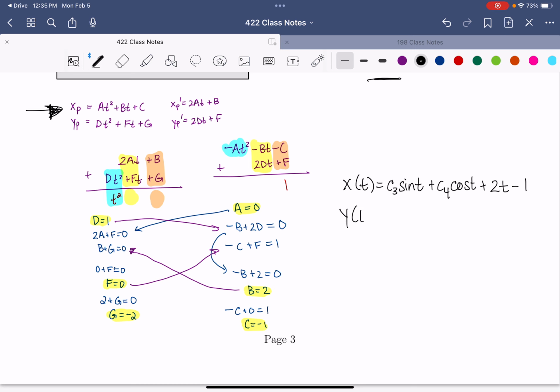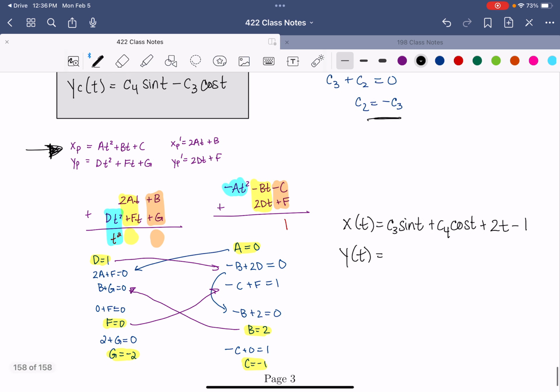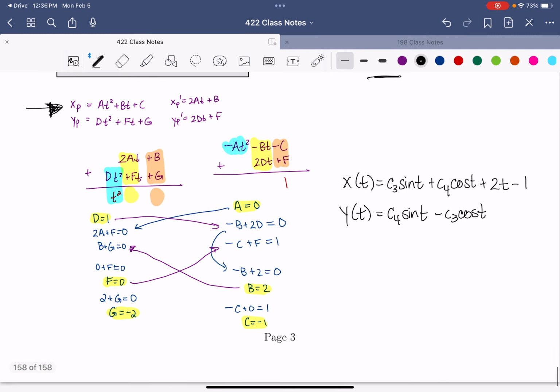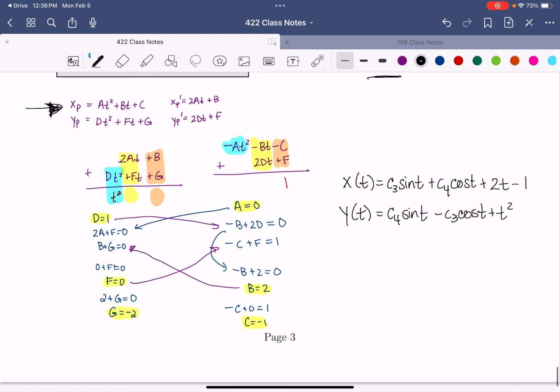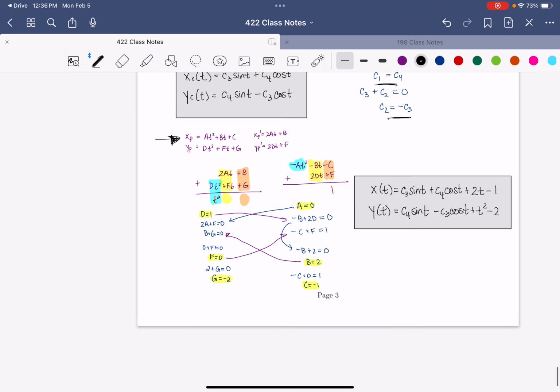Then we have y of t. From what's in the black box, we have c4 sine t from our homogeneous solution minus c3 cosine t. And then from down here, we want dt squared. Well, d was 1, so that's plus t squared. Let's see, plus f. F was 0, so there's no t term. And g was negative 2, so t squared minus 2. And then this is the full solution to our non-homogeneous equation.